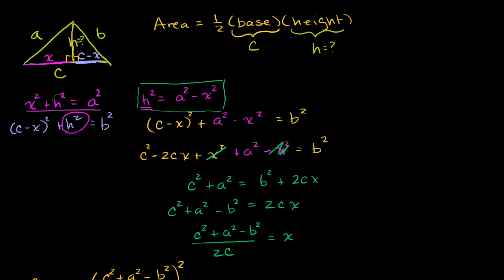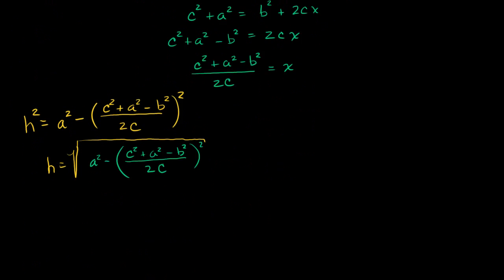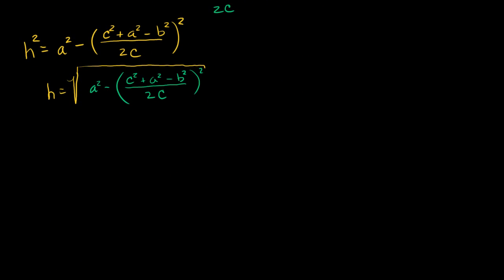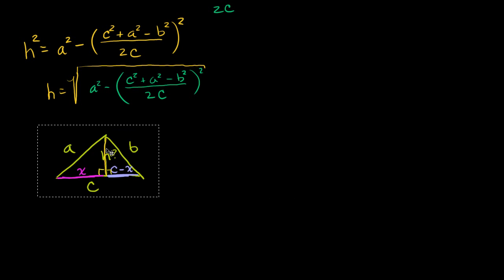Let me copy and paste that just so that we can remember what we're dealing with. Let me copy it, and then paste it down here. So we know what the height is. It's this big convoluted formula. The height, in terms of a, b, and c, is this right here.